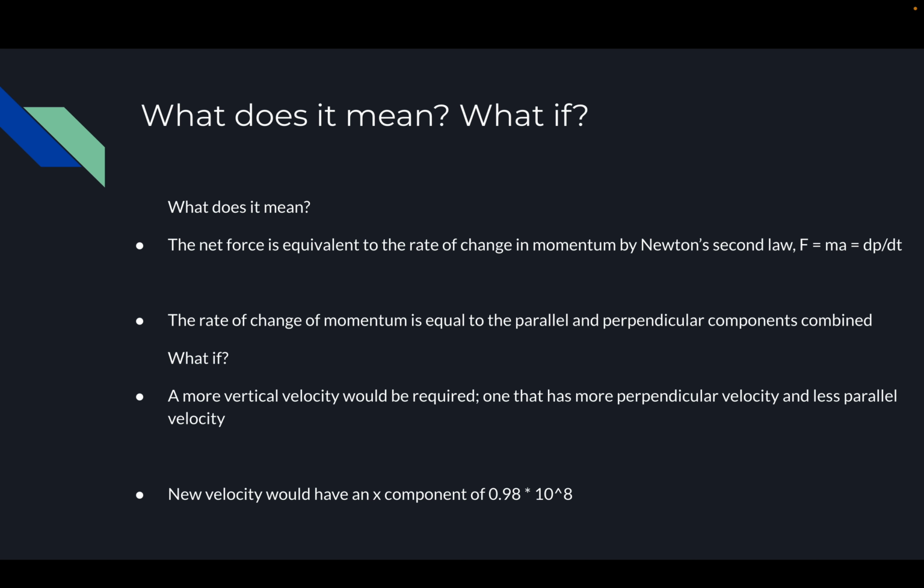Now we look at what if. Well, a more vertical velocity would be required because we need more perpendicular velocity and less parallel velocity in order to portray a new velocity that would accurately describe the question. And so our new velocity would actually have an x component of 0.98 times 10 to the 8.